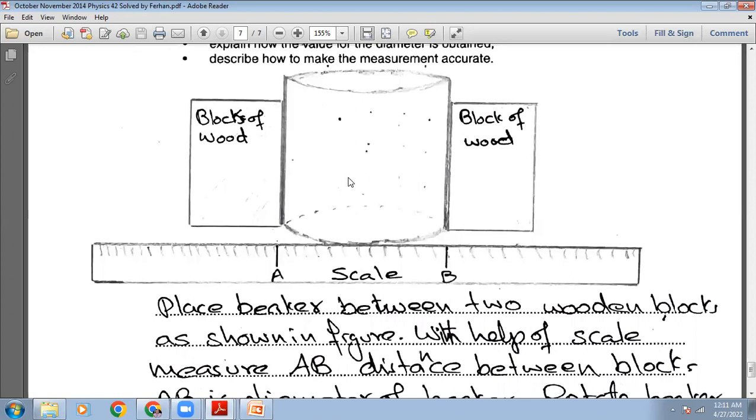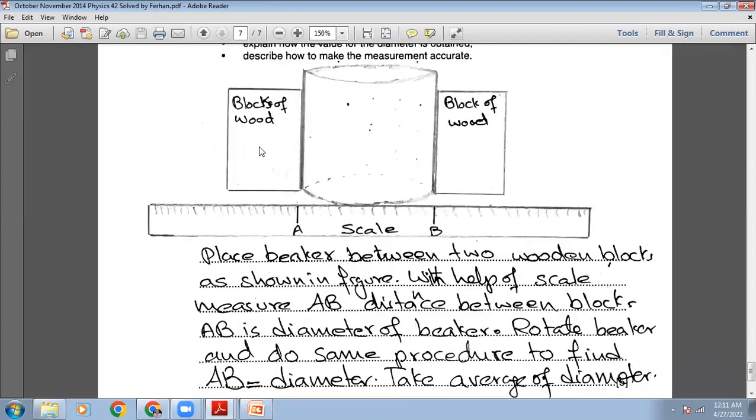Then I will rotate this beaker a little bit to find the same thing from a different location on the beaker, and then I will take the average. So this is how you will do this.